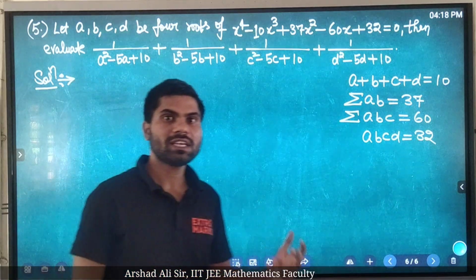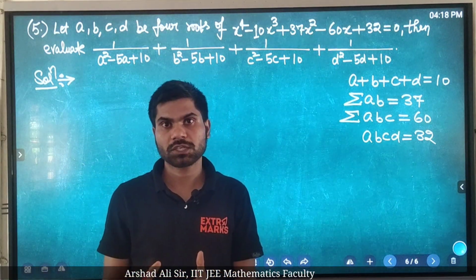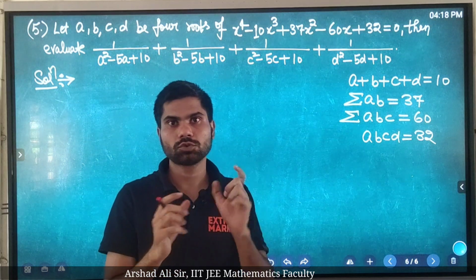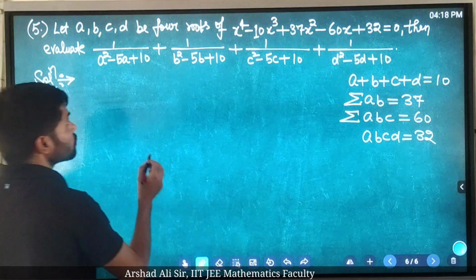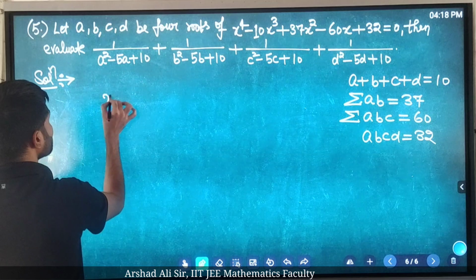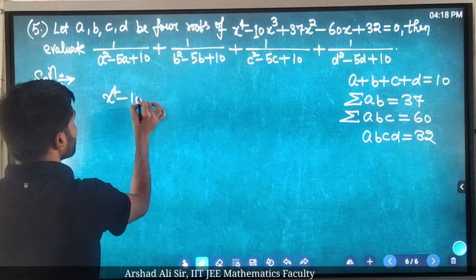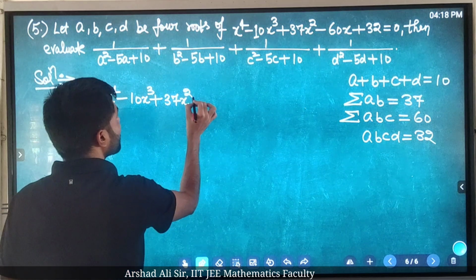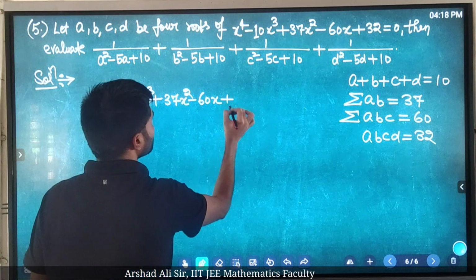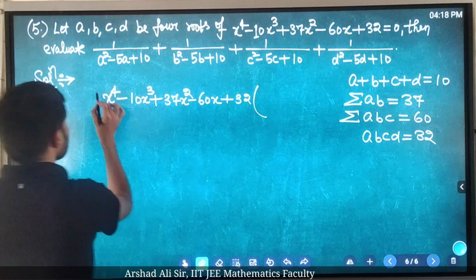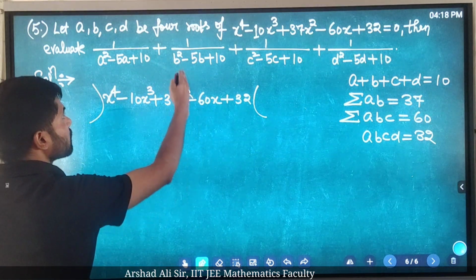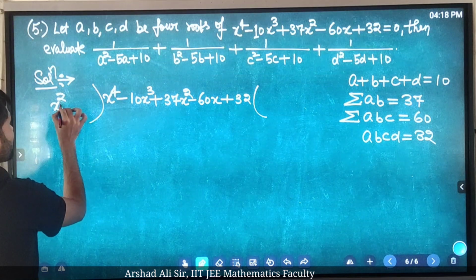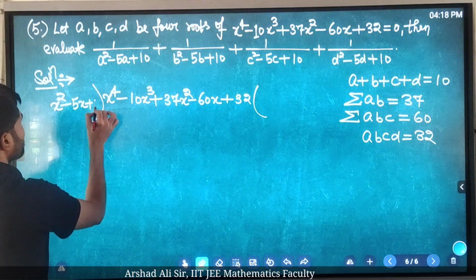Okay students, now we have to focus on the biquadratic expression and the quadratic expression, so we can find a relation between these two expressions. So let's divide x to the power 4 minus 10x cube plus 37x square minus 60x plus 32. We will check whether this biquadratic expression is divisible by this quadratic expression or not. So x square minus 5x plus 10.